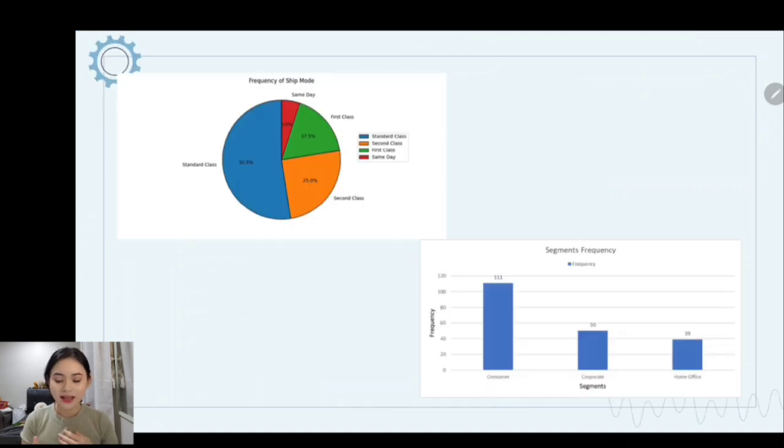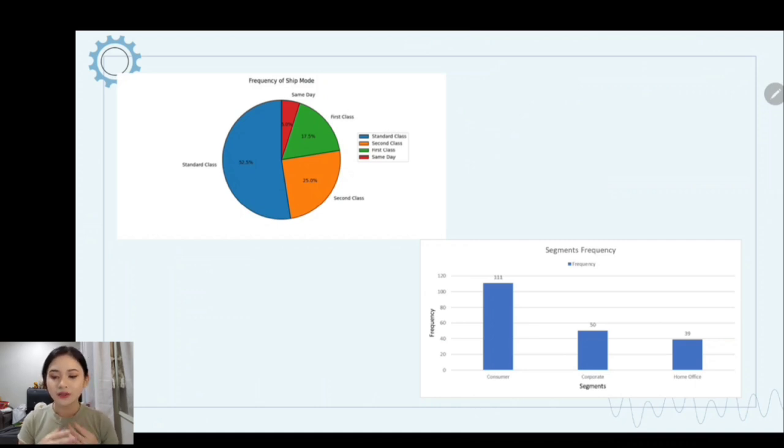And then the next slide shows the frequencies of ship mode on the left side, where the highest frequency goes to standard class. Now look at the right side, the segment frequency. The graph shows that there are 111 in consumer, 50 in corporate, and 39 in home office.